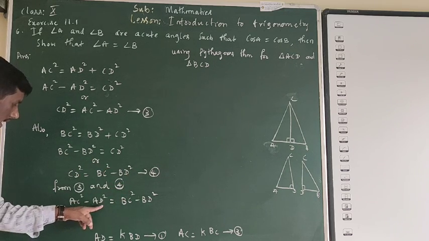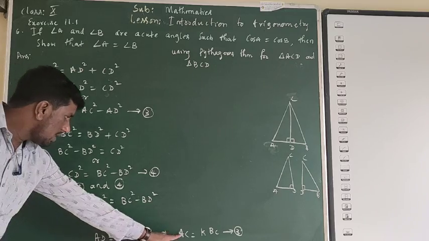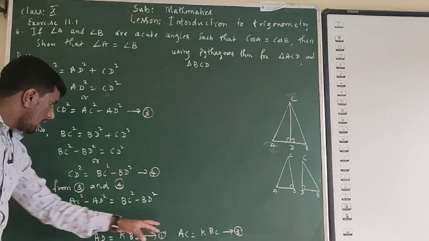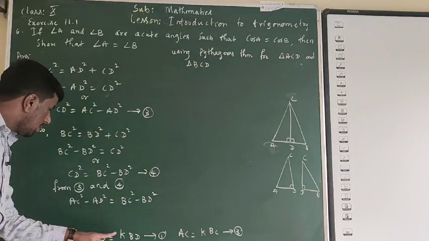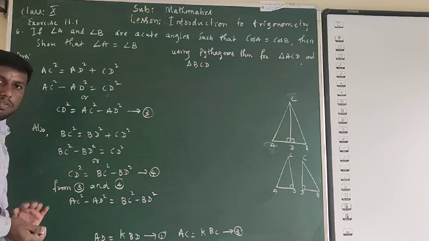Now, in the LHS, we know that AC is equal to KBC. AC is equal to KBC, I will substitute. AD is equal to KBD, I will substitute from equation 1 and 4.